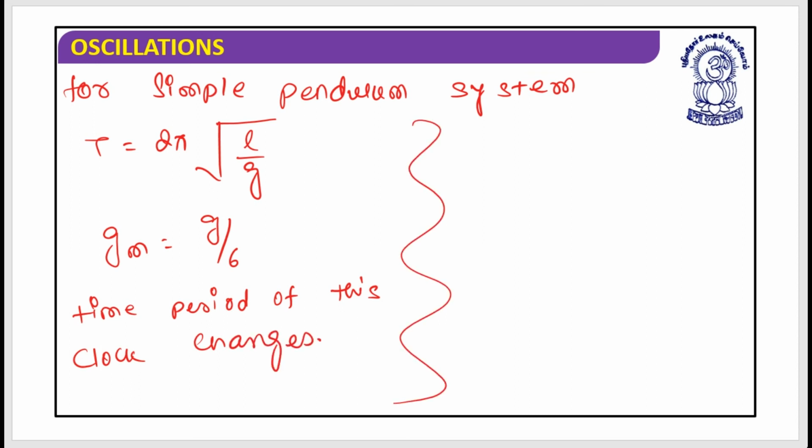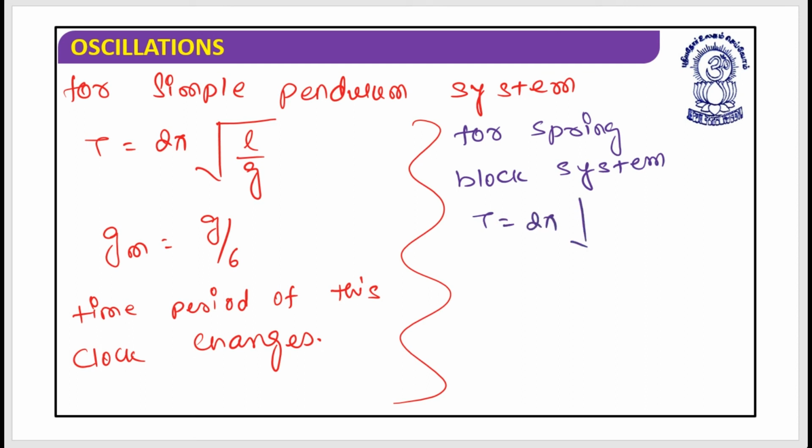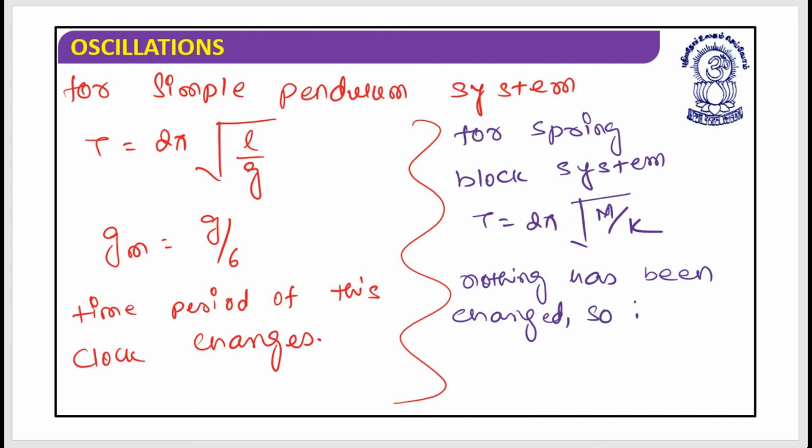But when I take the case of the spring block system, for the spring and block system, this is T, which is equal to 2 pi root of m by k, and nothing has been changed. So it can work efficiently. I hope this is clear.